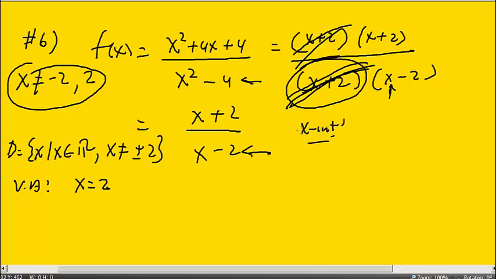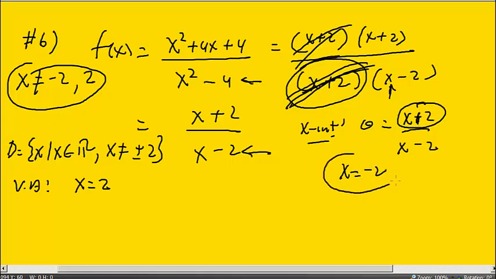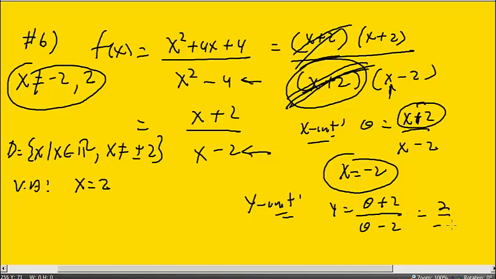X-intercept means I'm going to turn my y into 0. So 0 is equal to x plus 2 over x minus 2. When is this fraction ever equal to 0? Only when the top is 0. So that means x has to be negative 2. So that's my x-intercept. What about my y-intercept? My y-intercept means I'm going to turn all the x's into 0. So y is equal to 0 plus 2, all that over 0 minus 2, which is 2 over negative 2, which is negative 1. So y is equal to -1 is my y-intercept. That's where it crosses the y-axis. Alright, that's it.